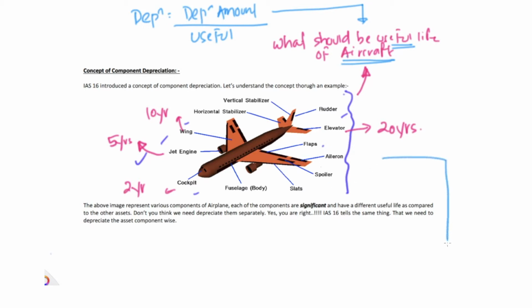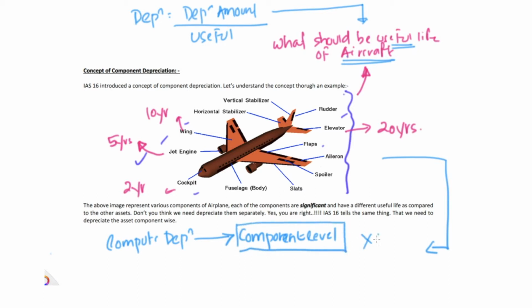The solution is, in order to compute depreciation, you need to look at the component level rather than asset level, which means you need to depreciate each of the significant components in order to arrive at the total depreciation of the asset.